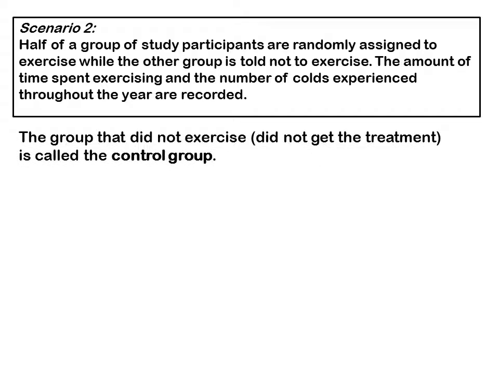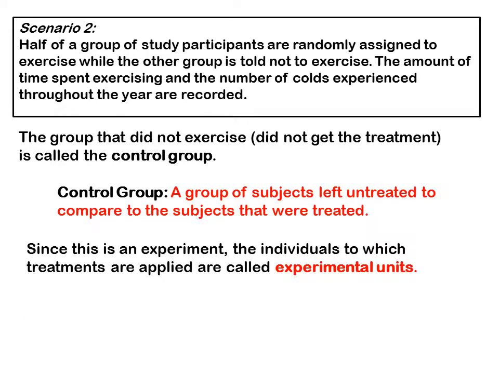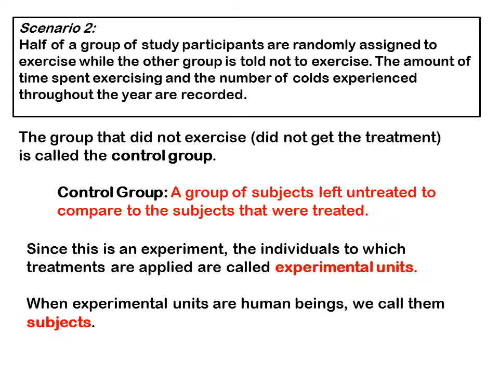The group that did not exercise, did not get the treatment, is called the control group. So a control group is a group of subjects left untreated to compare to the subjects that were treated. Since this is an experiment, the individuals to which treatments are applied are called experimental units. And when experimental units are human beings, we call them subjects.